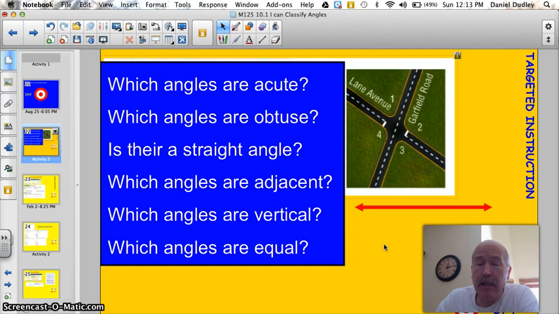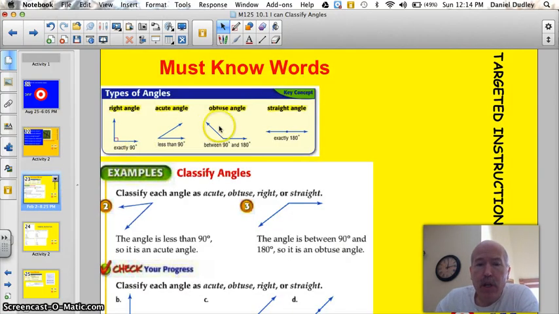That's a lot, isn't it? Basically, that's the entire lesson in about 30 seconds. Let's break it down bit by bit, and I'll take you through it. All right, first of all, you need to know these words.